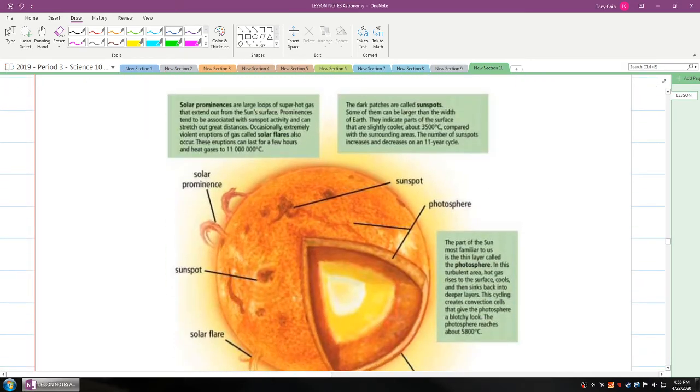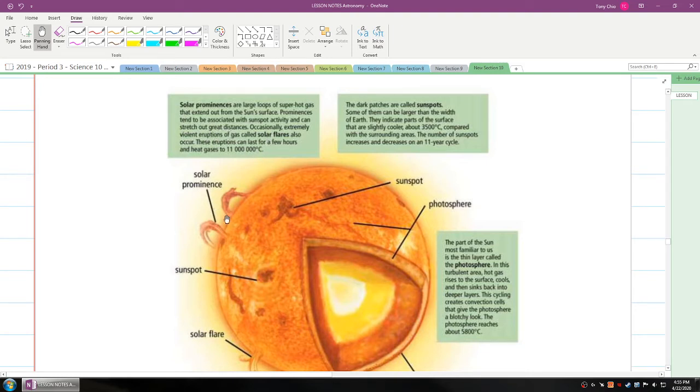So we look at this diagram, we see something called solar prominence. The solar prominences are these loopy bits. They are large loops of super hot gas that extend outwards from the sun's surface, but the gravity of the sun pulls it back down. Prominences tend to be associated with sunspot activity and can stretch out great distances.